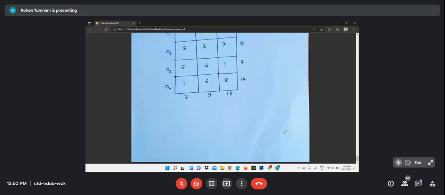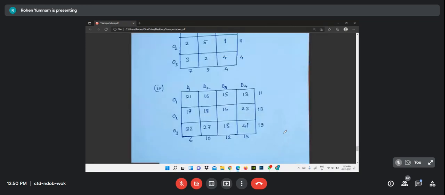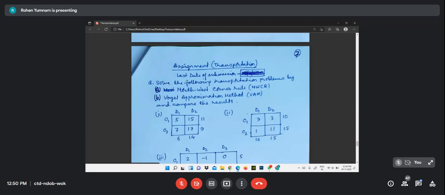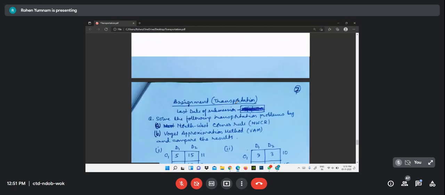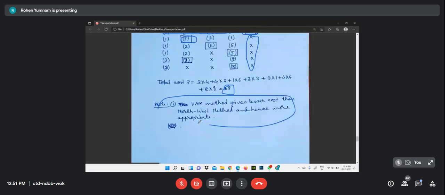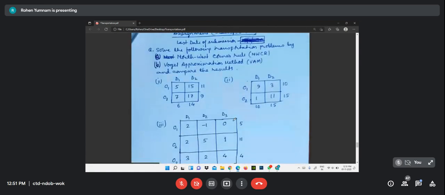Sir, any problem, any difficulty? Sir, in all the problems in the assignment, we have to compare by both processes? Doing both. See, the question is: solve the following transportation problem by Northwest Corner rule, Vogel approximation, and compare the result. Compare the result means which is more appropriate. That I have given you here as remark. This is the comparison. The lesser one is more appropriate because our target is minimum cost. Is it okay? Okay, sir.